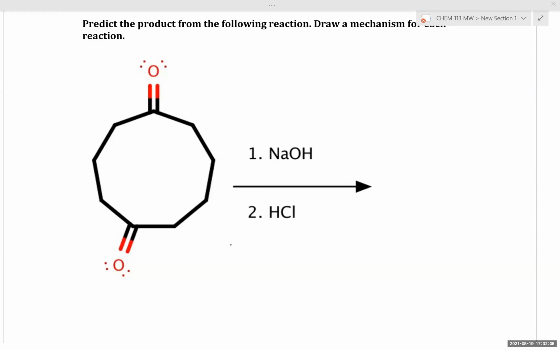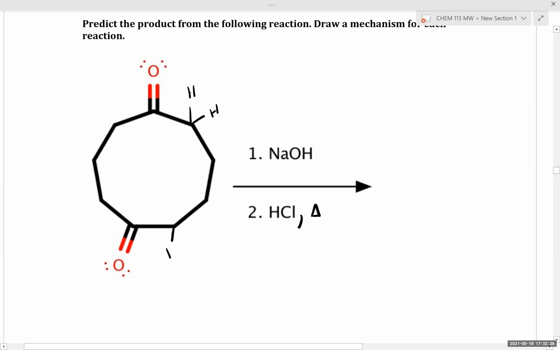So in this case, we're treating this diketone with sodium hydroxide, which is a base. And then we're treating the product from the first reaction with hydrochloric acid, and we can even add a little bit of heat. So let's start off with a broad sense of what's going on here. Sodium hydroxide is a base, and these ketones have acidic alpha protons.